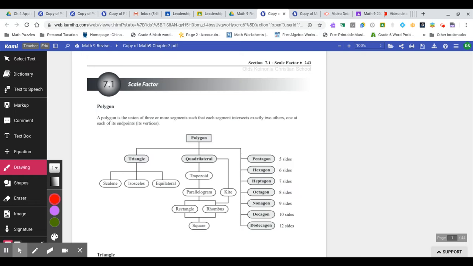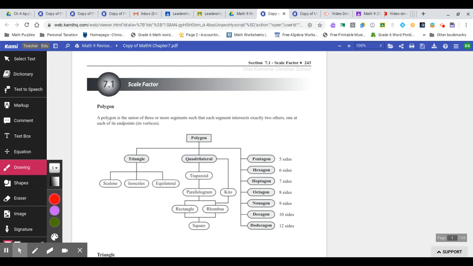Poly means many, right? We've determined that polynomials means many terms, can be any number of terms. So polygon is just a generic term for any shape, basically, that's enclosed. A polygon is the union of three or more segments such that each segment intersects exactly two others, one at each of its endpoints. So basically the shapes you've all heard about. Triangles, three different types there, lots of different types of quadrilaterals. And of course, then we get to pentagon, hexagon, etc.